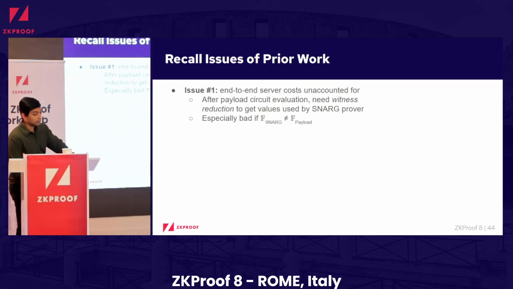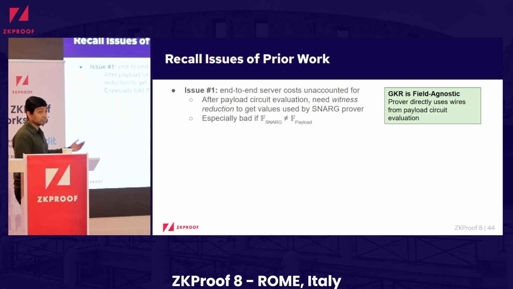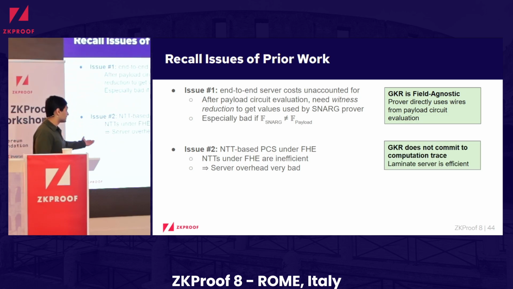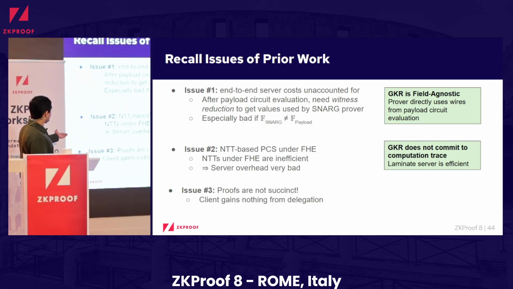So let's recall the issues of prior work. The first is that they had these mismatched fields. Well, GKR is field agnostic, and we directly use the wires from the payload circuit evaluation to prove. The second is they did these NTT-based PCSs under FHE. Well, GKR does not commit to the computation trace, which allows Laminate to have an efficient server. And then finally, the proofs were not even succinct in prior work.